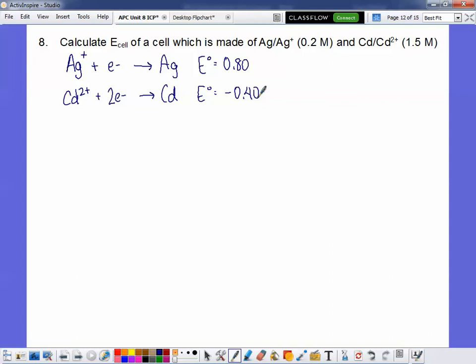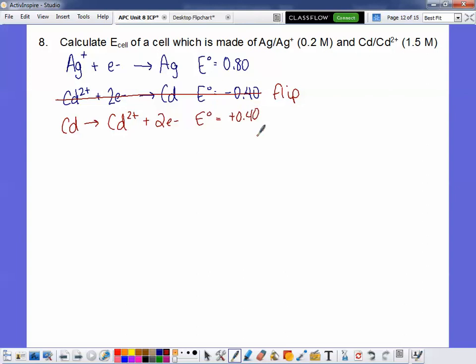Whichever value is more positive, that's going to be the one that stays as reduction. The higher positive value stays as reduction, and the more negative one has to be flipped because that's going to go through oxidation. So which one are we going to flip? The cadmium. I'm just going to cross through it. You can still see it though. So it's going to be Cd going to Cd2 plus 2 electrons, and the E is positive 0.40.